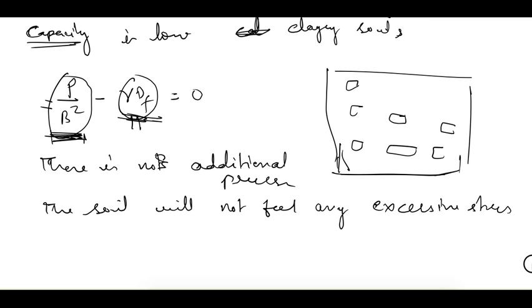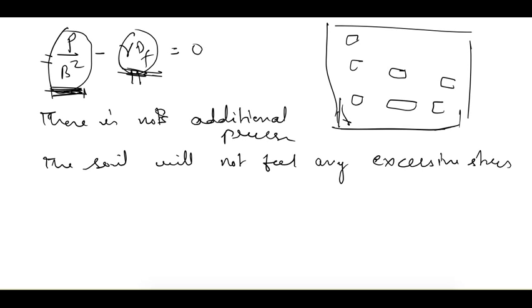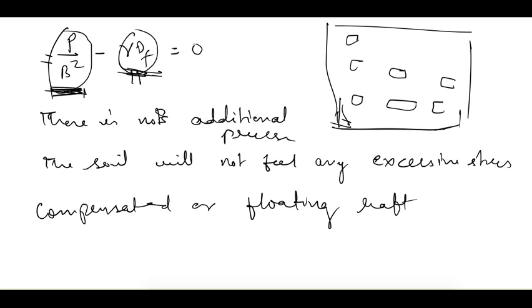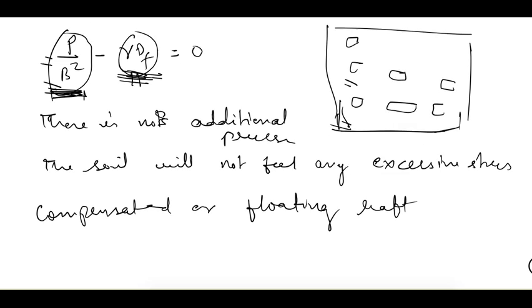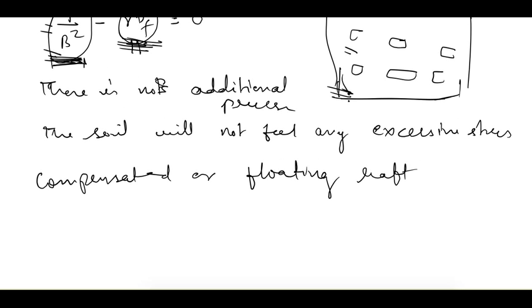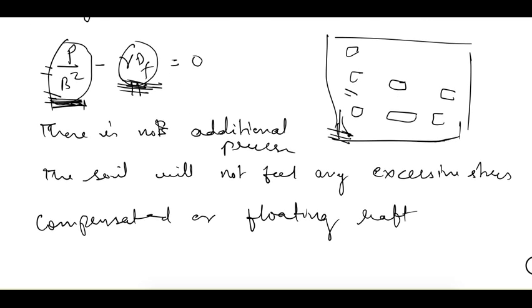And so in this case, this raft is called a compensated or floating raft, for which the pressure intensity due to the overall load of the superstructure and the weight of the raft is equal to the overburden pressure. So we are not putting any extra amount of load, so there will not be any stress on this soil. So that is the compensated or floating raft.